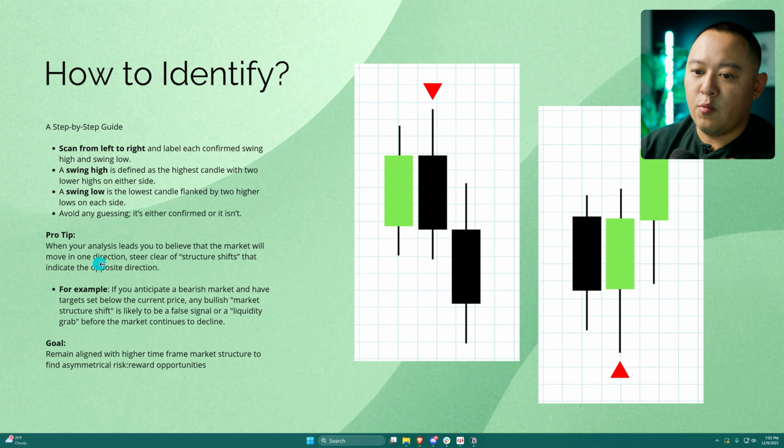Now, pro tip, when your analysis leads you to believe that the market will move in one direction, you want to steer clear of structure shifts that indicate the opposite direction.